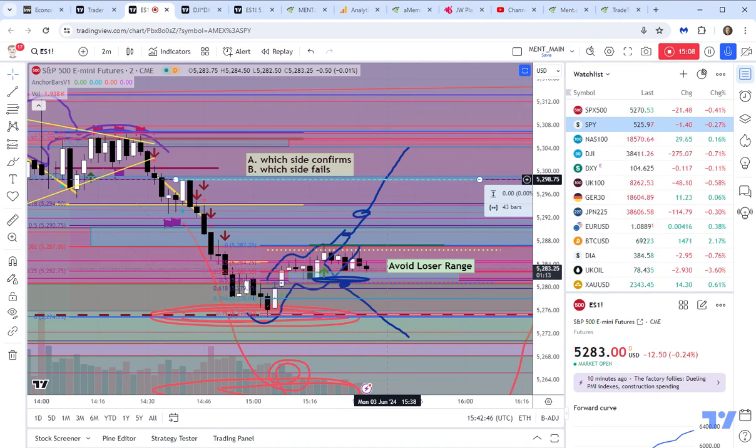Okay, so we're trading sideways. We're waiting for the SPY to do something or the ES to do something. Let's just go ahead and wait. Looks like we might technically get stopped out on this. We'll see if we get down below this level.